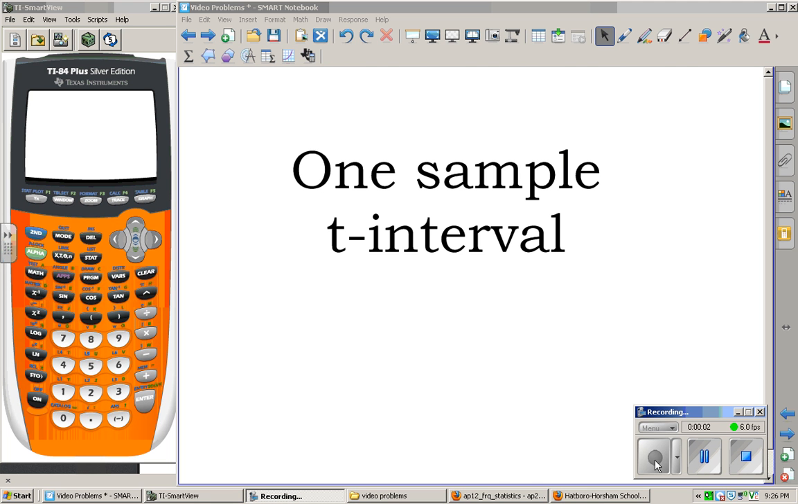Hello everyone, we're going to do a quick example problem on how to construct a one sample t interval for means. So here we go.